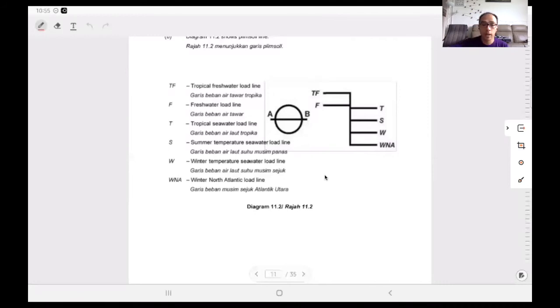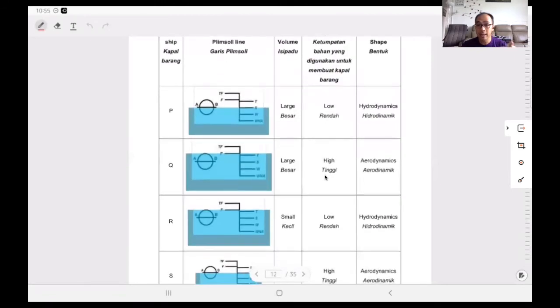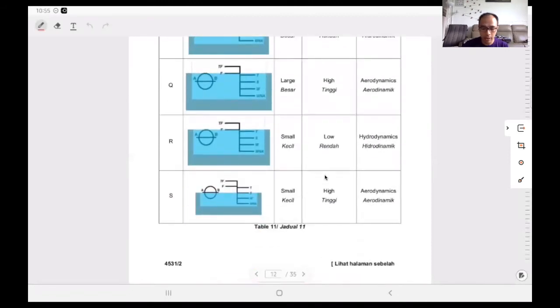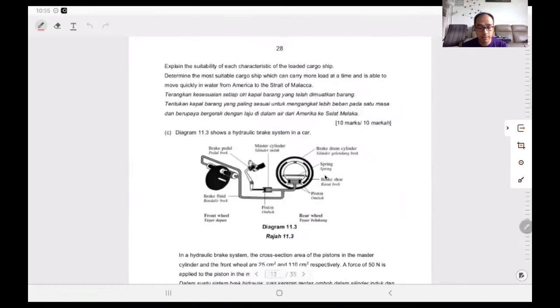Okay, so the question is a 10-mark question, I think. Yeah, this is a 10-mark question. But this is section C, so you have to choose the one that is this one. Okay, so the requirement of the question is this. Explain the suitability of each characteristic of the loaded cargo ship. Determine the most suitable cargo ship which can carry more load at a time and is able to move quickly in water from America to the Straits of Malacca.